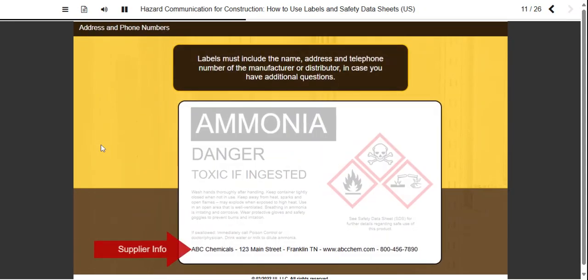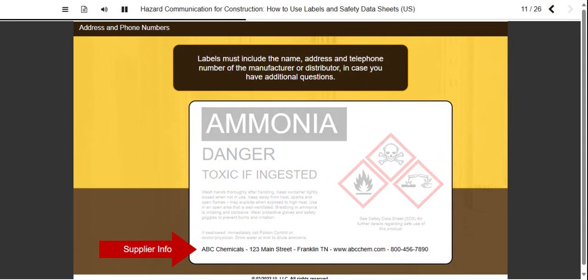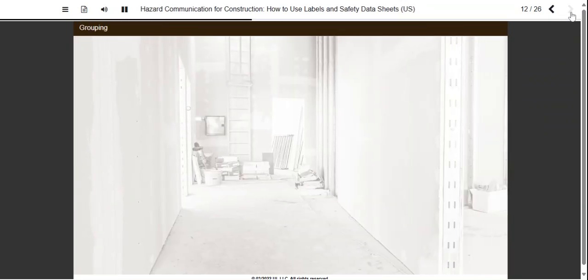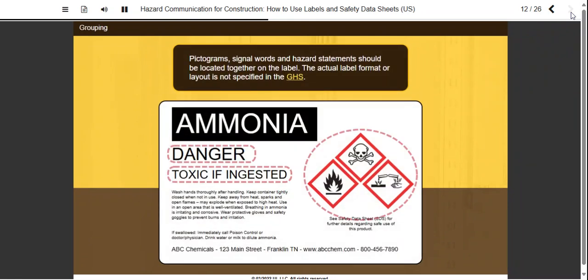Labels must include the name, address, and telephone number of the manufacturer or distributor in case you have additional questions. Pictograms, signal words, and hazard statements should be located together on the label. The actual label format or layout is not specified in the GHS.